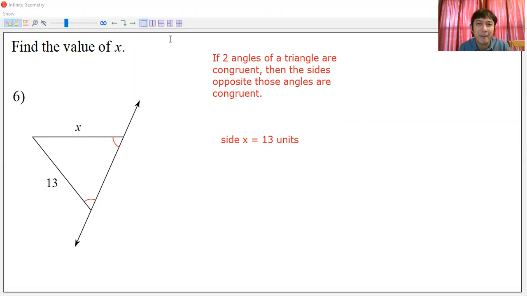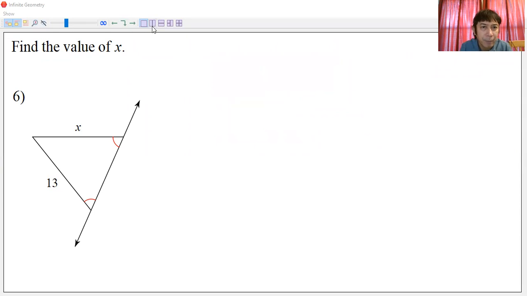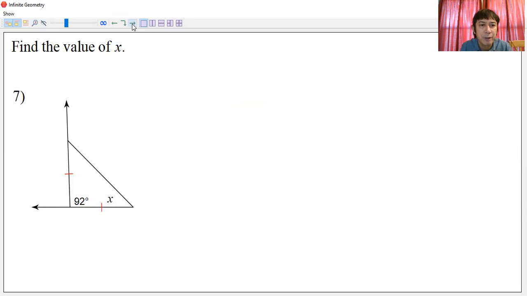Let's continue with the next. That's the answer, 13. Okay. All right, and we can continue with number 7. Okay, for number 7, the x is no longer a side, okay? And we're asked to find the x, but this time the x is unknown angle, okay? Unknown angle.